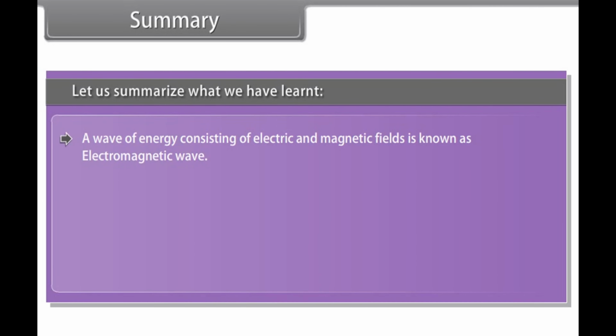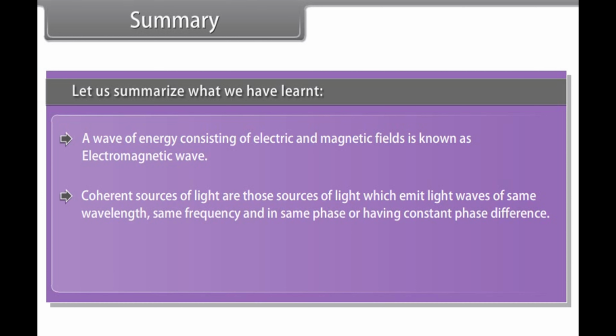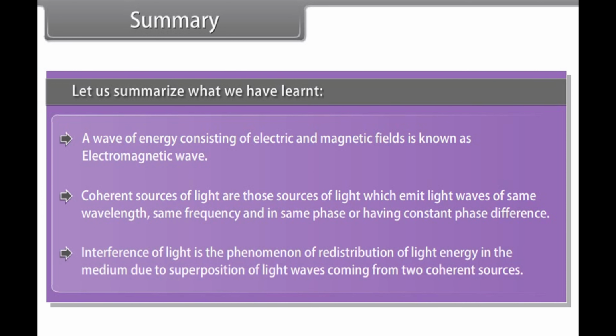A wave of energy consisting of electric and magnetic fields is known as electromagnetic wave. Coherent sources of light are those sources of light which emit light waves of the same wavelength, same frequency, and in the same phase or having constant phase difference. Interference of light is the phenomenon of redistribution of light energy in the medium due to superposition of light waves coming from two coherent sources.